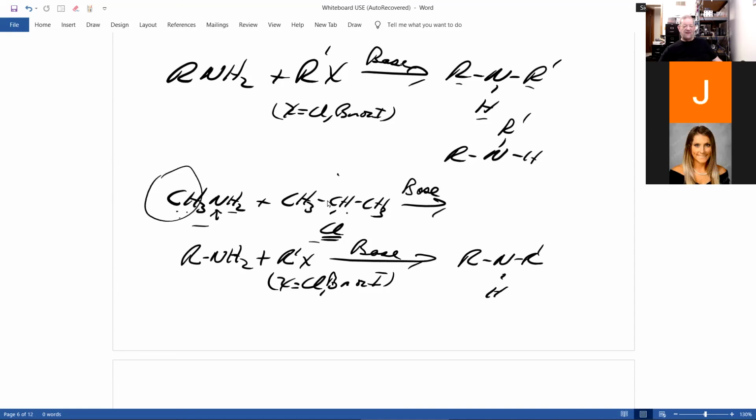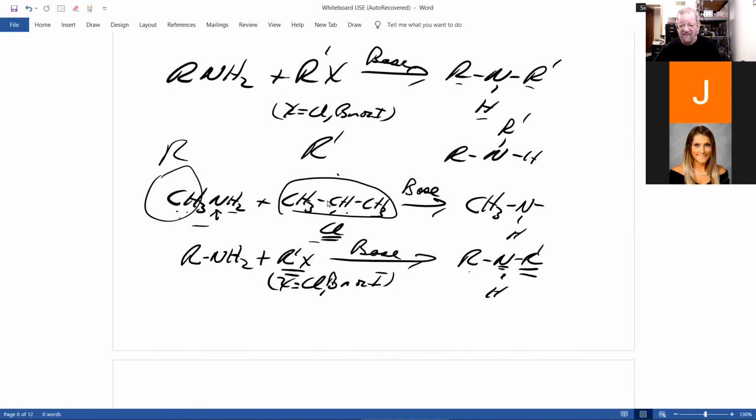So this is my R group. The carbon with the halogen is the carbon bonded to nitrogen in your amine. And we have our isopropyl group. And what we'll get, R group on nitrogen, hydrogen, and my isopropyl group. And that's the molecule you get.